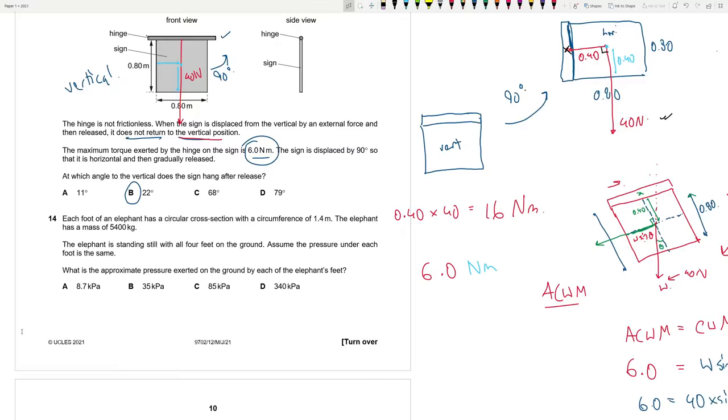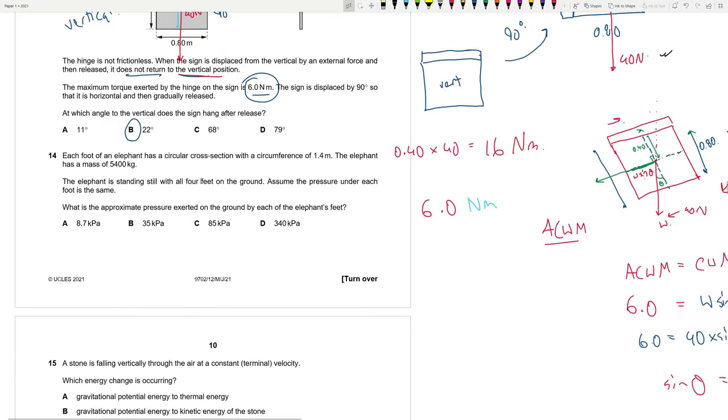Each foot of an elephant has a circular cross section with circumference 1.4. The elephant has a mass of 5,400. The elephant is standing still with all 4 feet on the ground. Assume that the pressure under each foot is the same. What is the approximate pressure exerted on the ground by each of the elephant's feet?